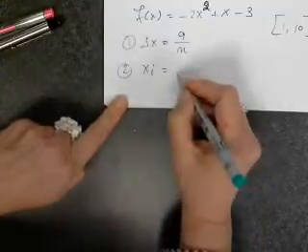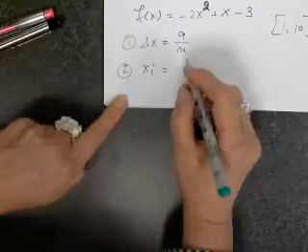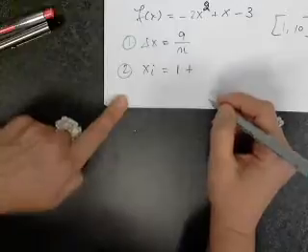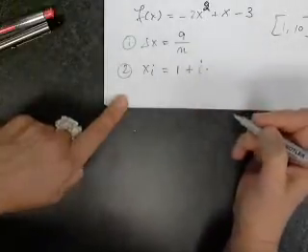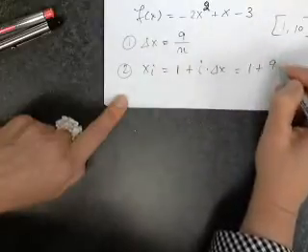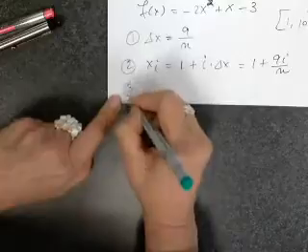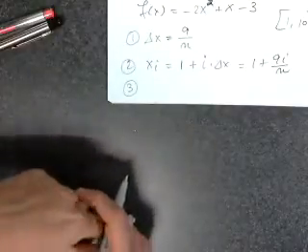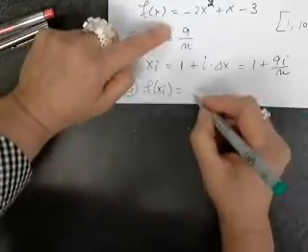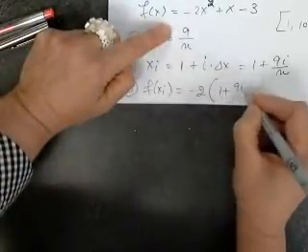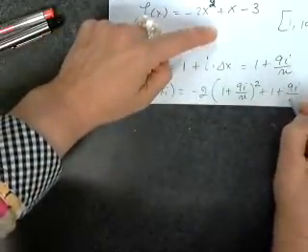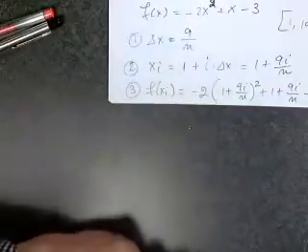Number 2, xi, please. The starting point, which is 1, plus i times delta x. So this is 1 plus 9i over n. Step 3. What do I have to find in step 3? f of x, and that's a mess. So, negative 2 in parentheses, 1 plus 9i over n squared, plus 1 plus 9i over n, minus 3.